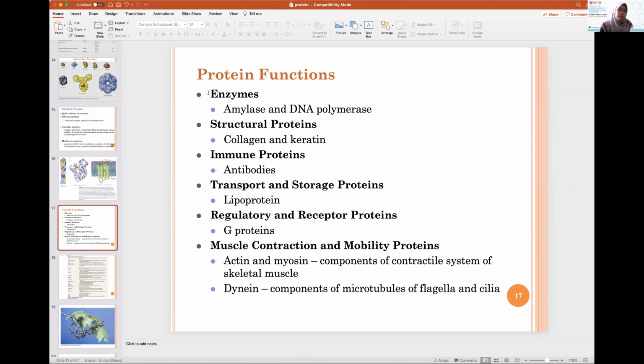Normally we learn about enzyme. We will have an enzyme topic later, like amylase. We have used amylase as an example just now. And then we have structural protein. Protein acts as a structural protein like collagen and keratin. This type of protein plays roles to make up structure. We have antibodies as immune protein, transport and storage protein like lipoprotein or albumin, glutathione, and receptor protein like G protein, muscle contraction, actin, myosin, dynein.